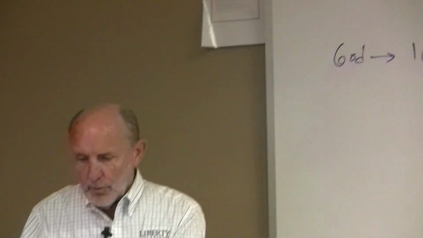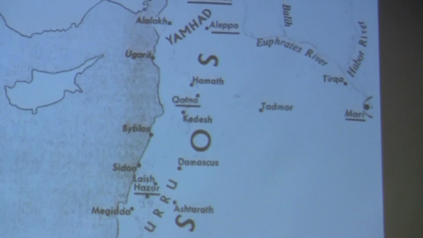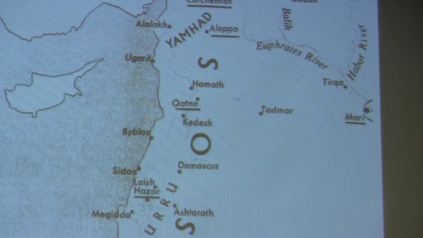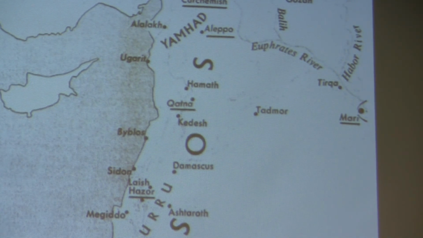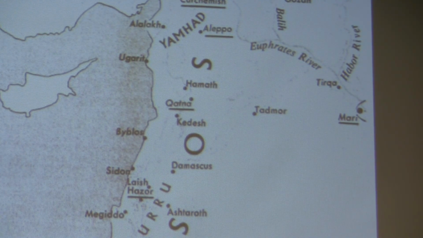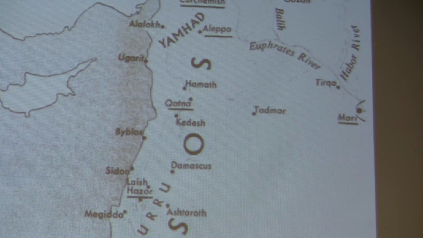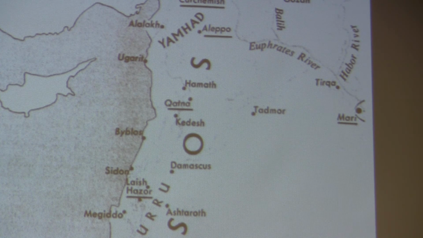So as we look at this one, let me point out to you where Mari is at. Here's our old map on the Hyksos, but if you look over on the right, you can see in Upper Mesopotamia where Mari is at. It sits on the Euphrates River, and I mentioned to you that it was a port city of some consequence in the Old Babylonian period and before that.